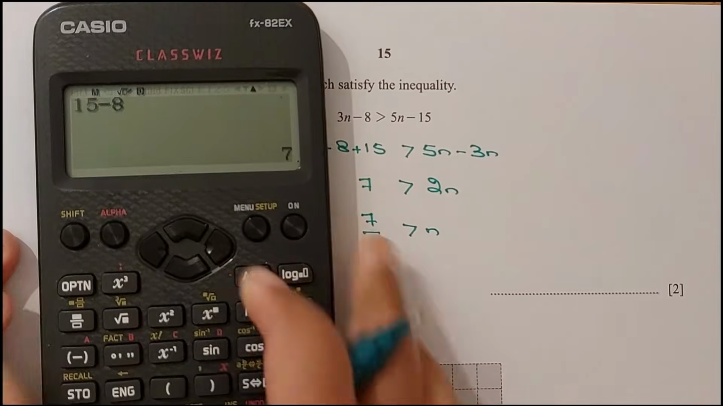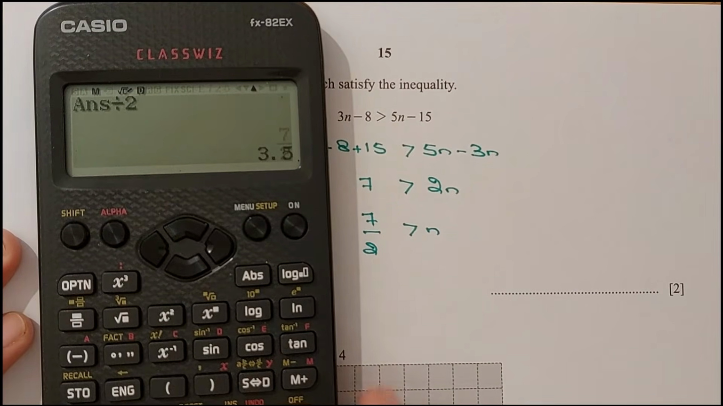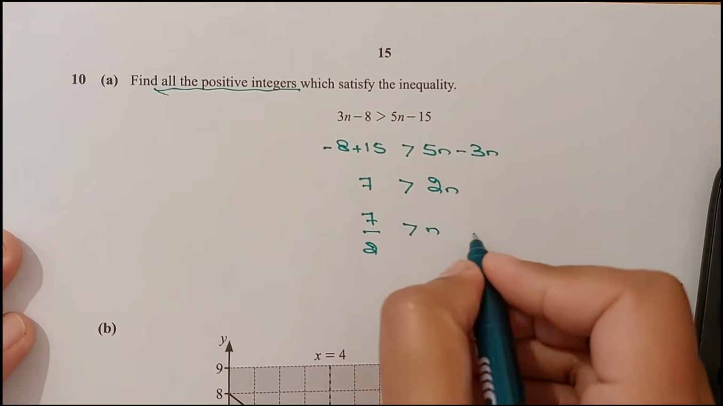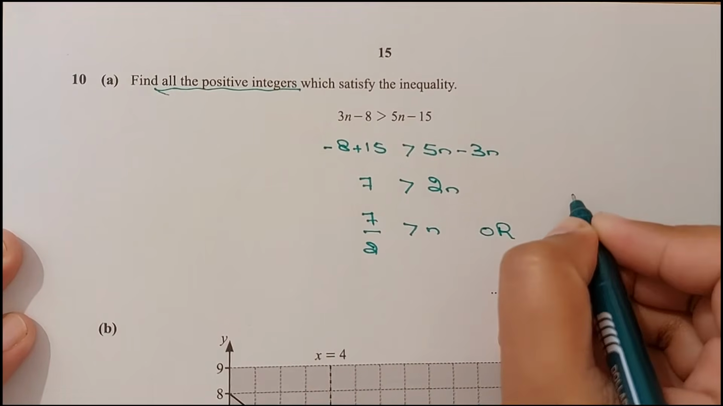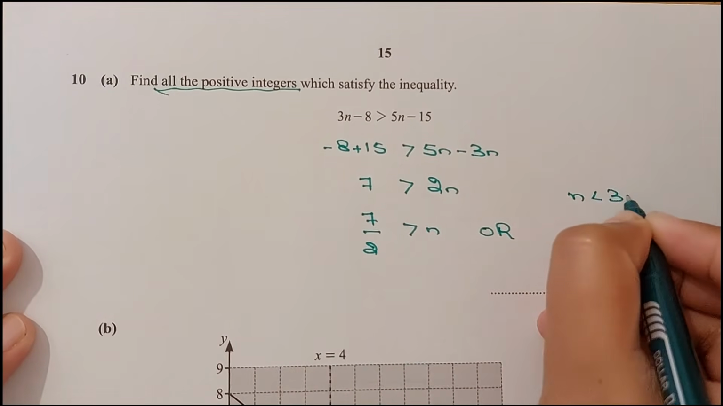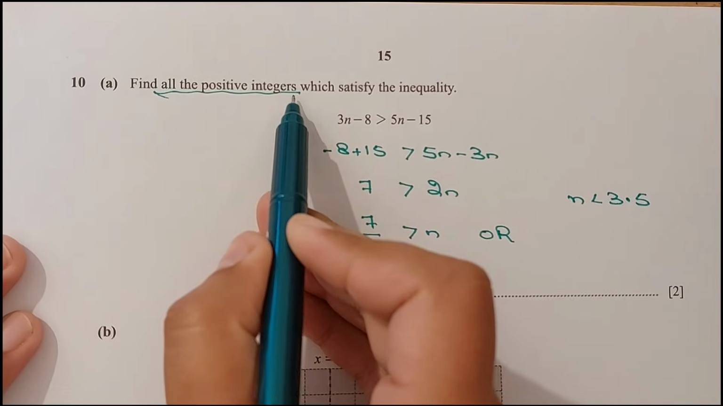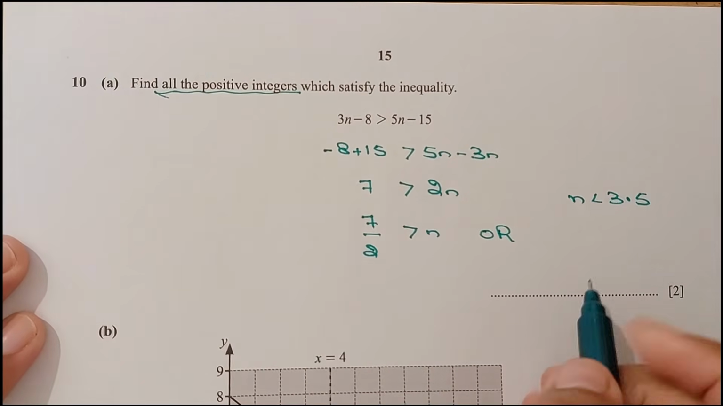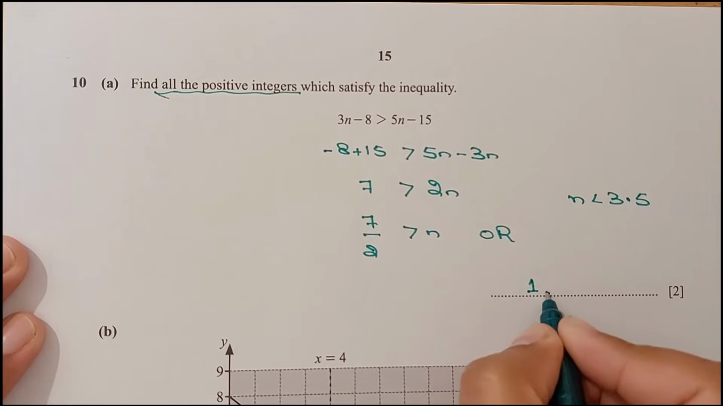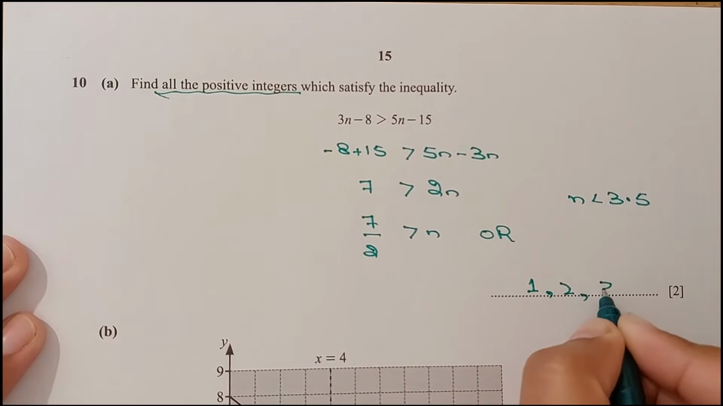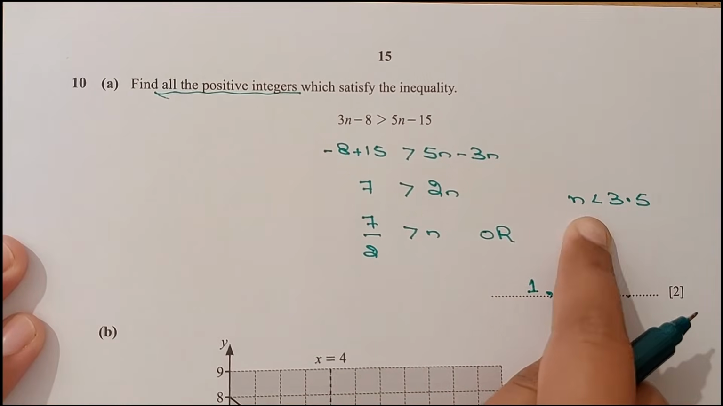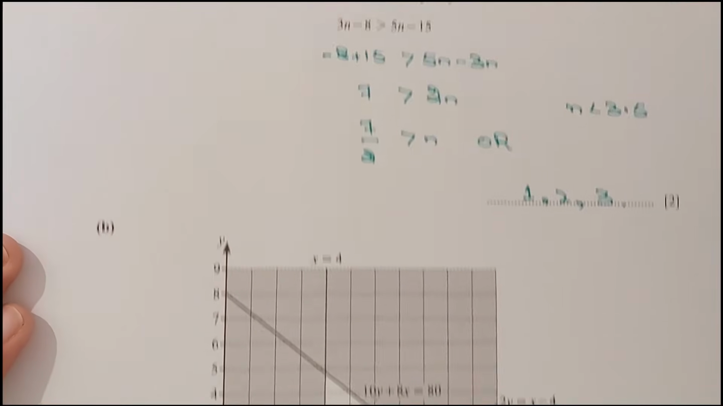So what is 7 by 2? 7 divides 2 is 3.5. So we can say that n is less than 3.5, right? All the positive integer values that are less than 3.5 are 1 is less than 3.5, 2 is less than 3.5, and 3 is less than 3.5. These are the three integer values that satisfy the inequality.